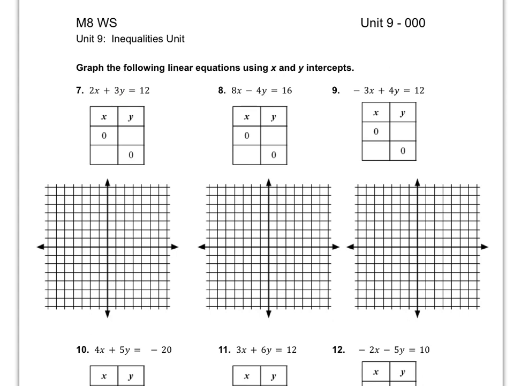I could get y by itself by minusing 2x and then dividing by 3. Some people like to do that. Or I could do x and y intercepts, which is what I'm going to do.